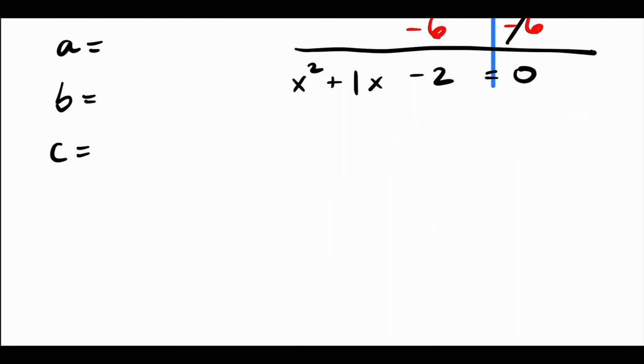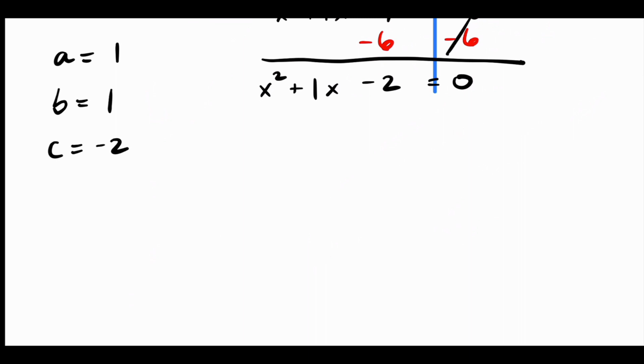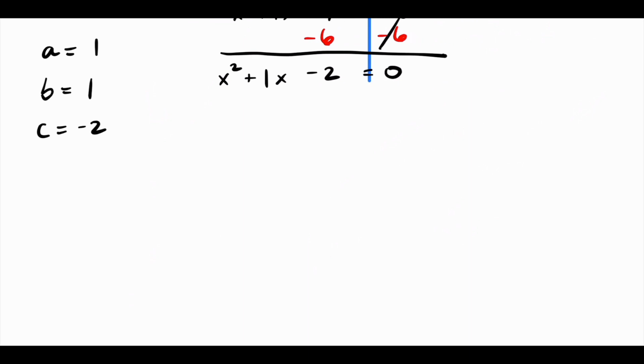What's A? Positive 1. Yep, positive 1. B is also positive 1. C is negative 2. If I multiply A times C, I get negative 2. That goes at the top. B goes at the bottom.